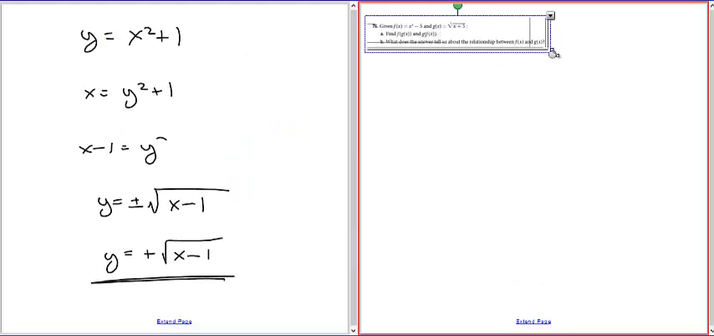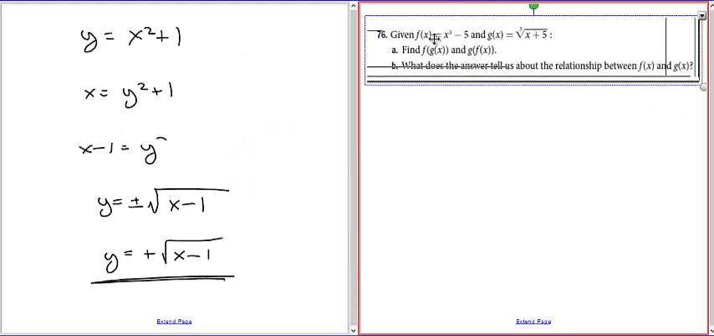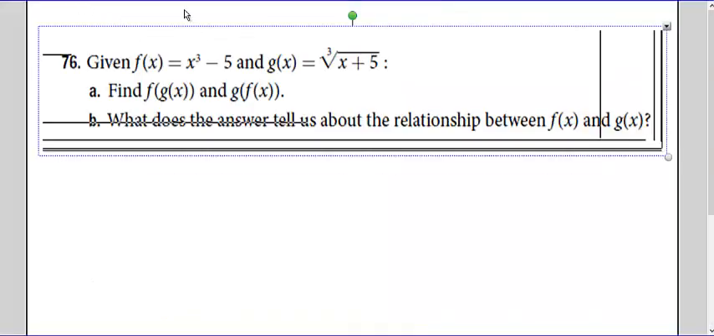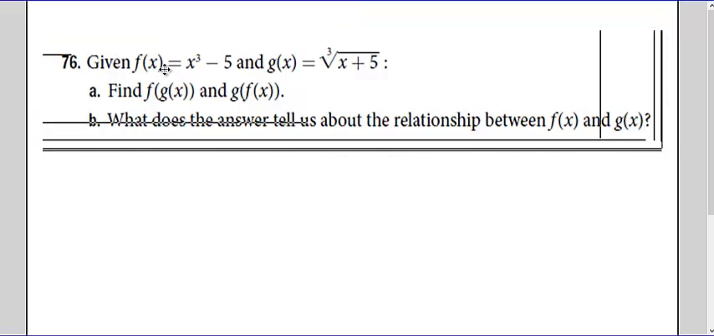And then the final one here. Given f of x equals x cubed minus 5 and g of x is the cube root of x plus 5, find f of g of x and g of f of x. So there's a couple of ways of confirming that something's an inverse. One is to plot it and look for a certain symmetry. The second one is to do this composite function.